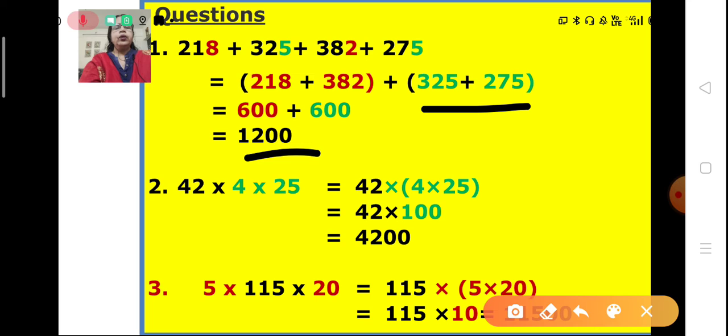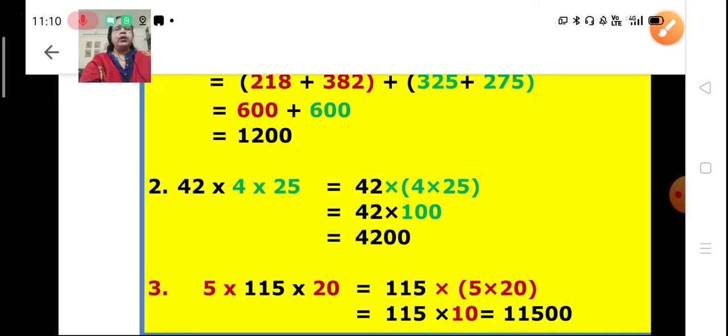Here also we can arrange the numbers in such a way so that we get hundreds or the numbers which have at least one 0 in ones place. So we can group together 4 and 25 so that we get 100 here, and 42 multiplied by 100, that is 4200.